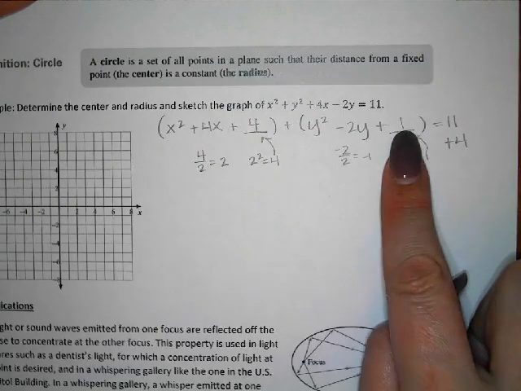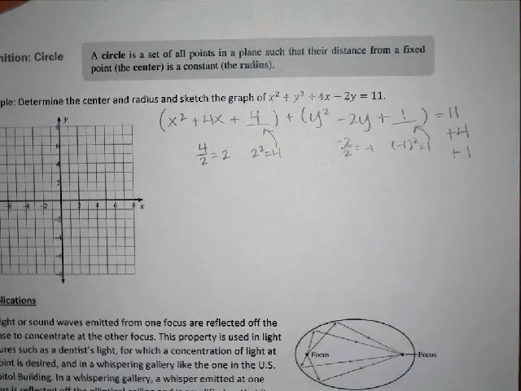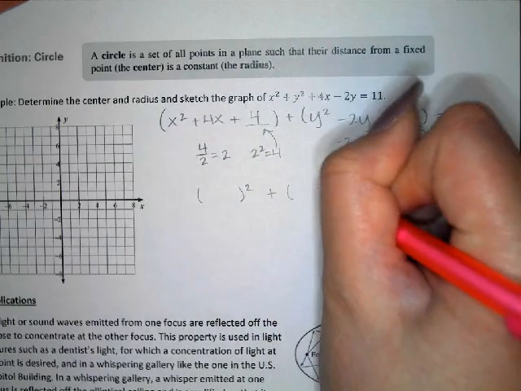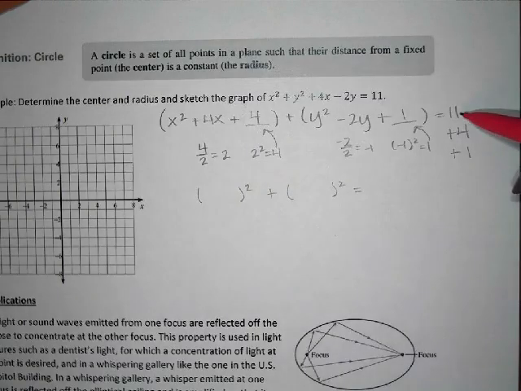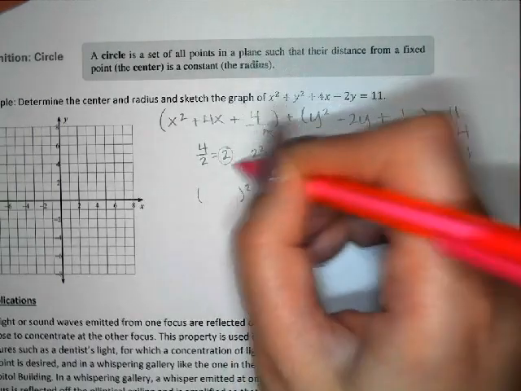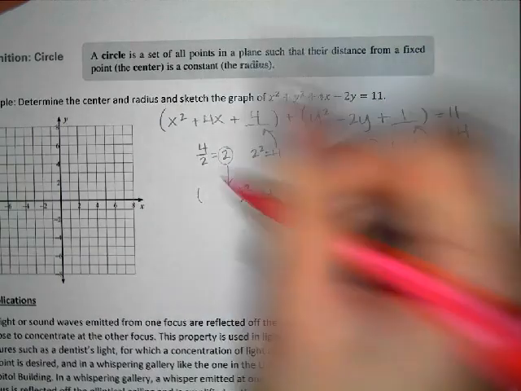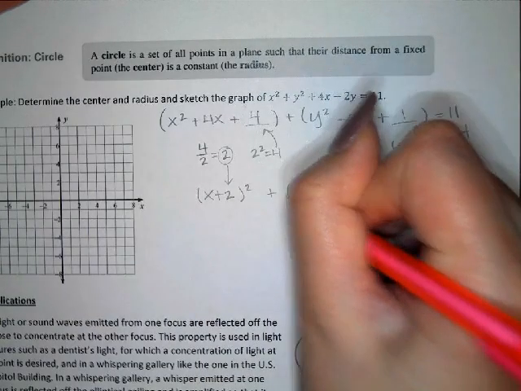Okay, so we have something squared plus something squared equals a number, and the number over here, 11 plus 4 plus 1, gives us 16. And then what we put in parentheses is whatever we got when we divided by 2. So x plus 2, y, and a negative 1. So here's the equation of our circle.